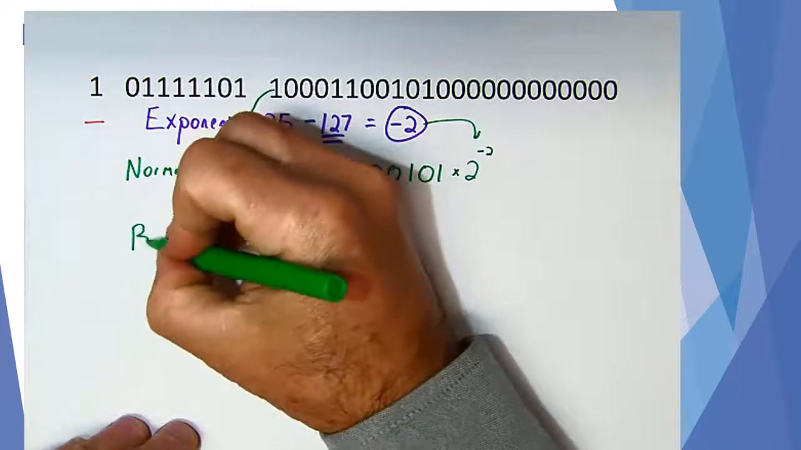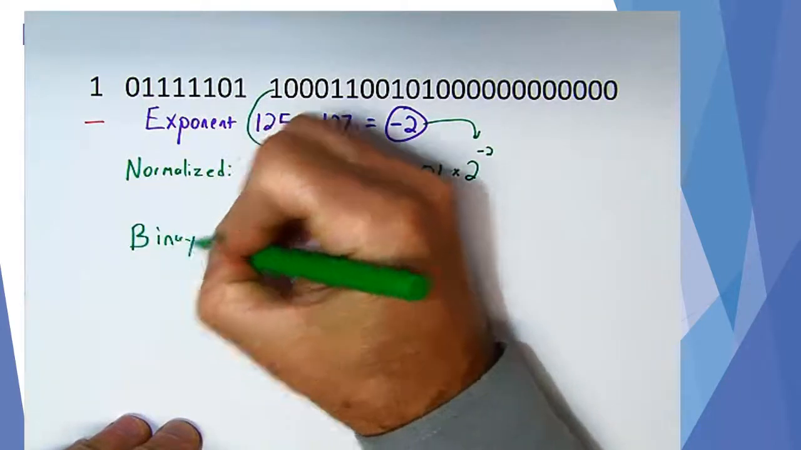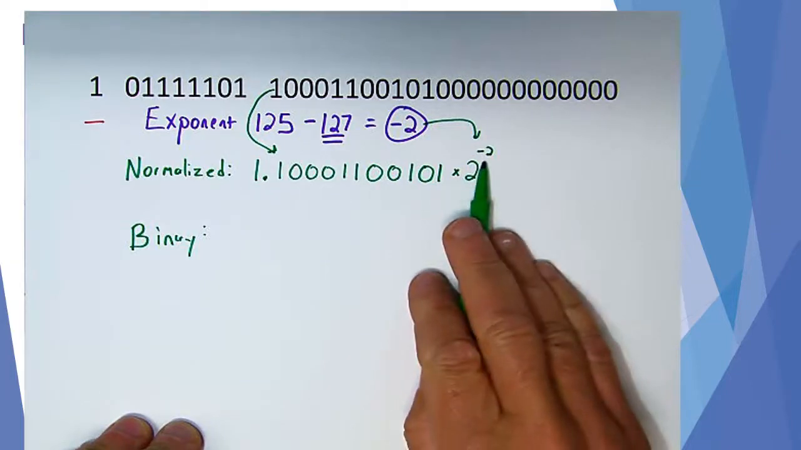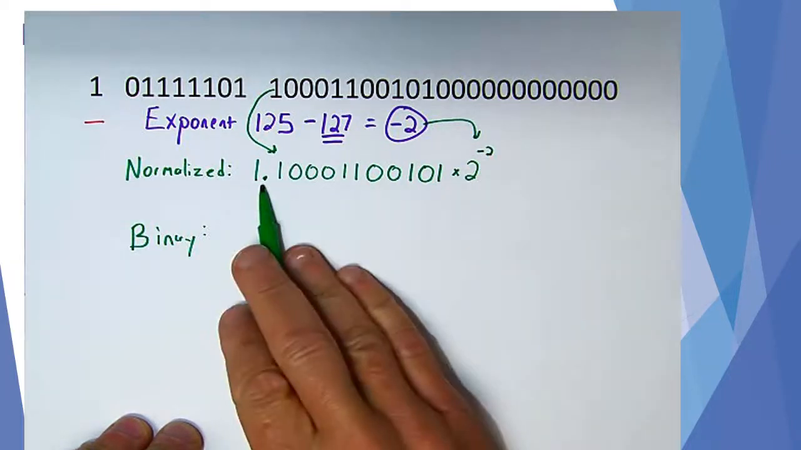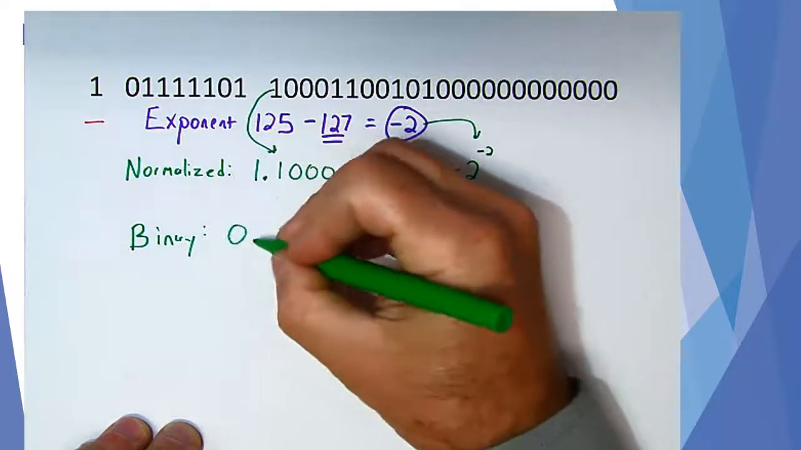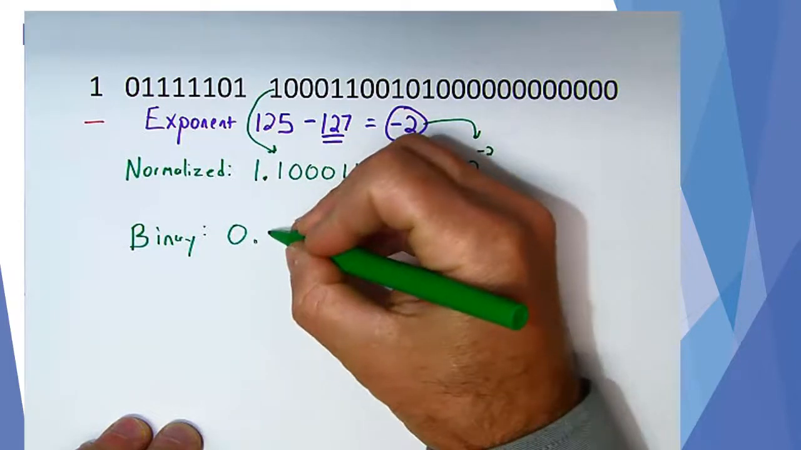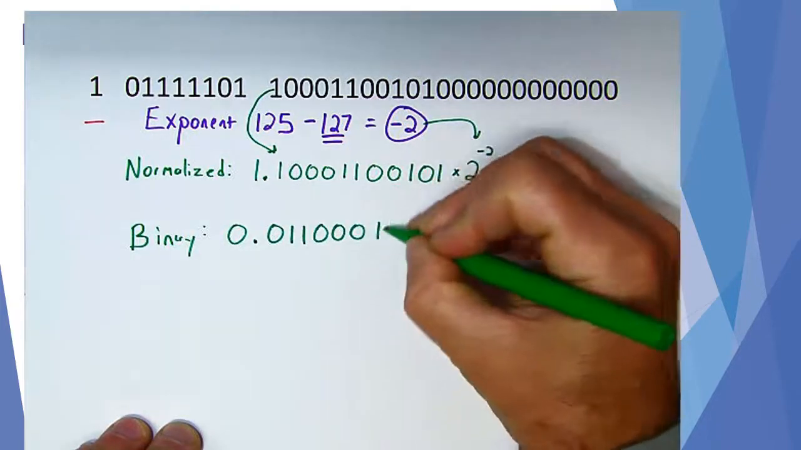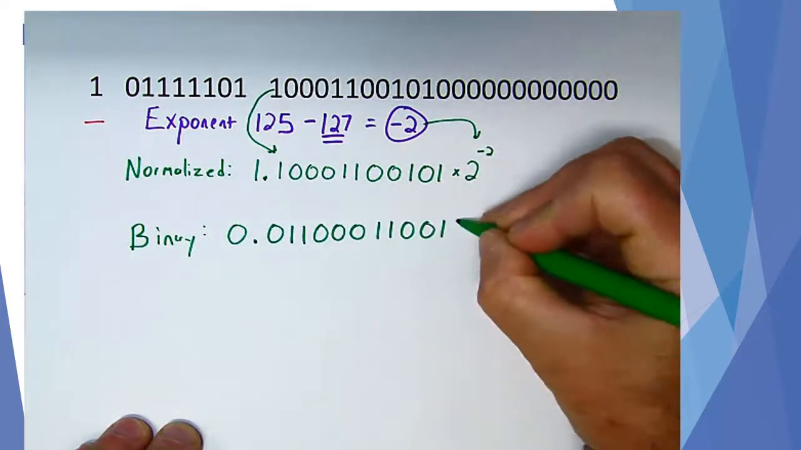Now that we can rewrite that in binary, we'll move our decimal places 2 spots, and since it's a negative exponent, that means this is a small number. We need to go to the left. So in binary, this is 0.011000011000101.